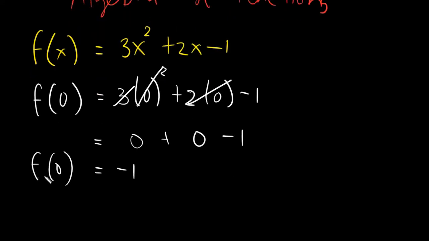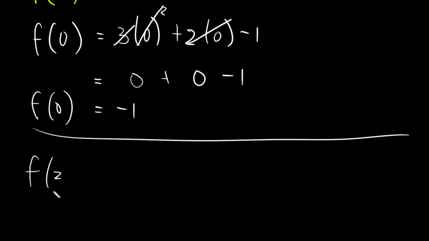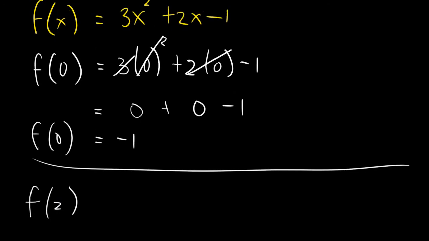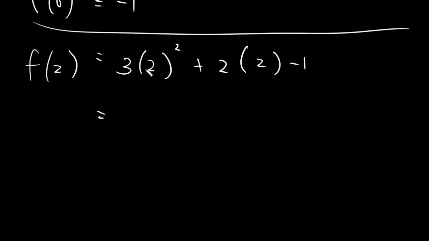Let's have another example. Say we have f of 2 using the same given. The values 3, the square, plus 2, and minus 1 stay the same, but the x will be changed into 2. Just a reminder, when you change the x, always place parentheses. Now we simply need to evaluate. 2 squared is 4. 4 times 3 is of course 12. 2 times 2 is of course 4, minus 1.